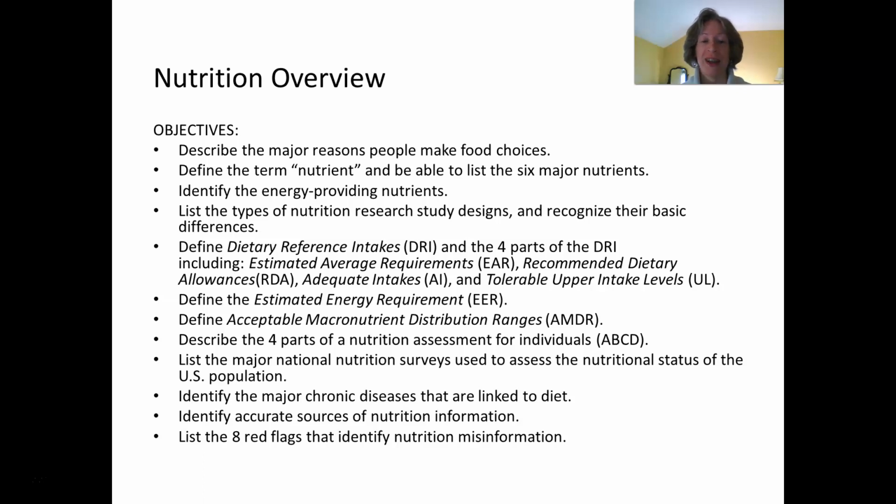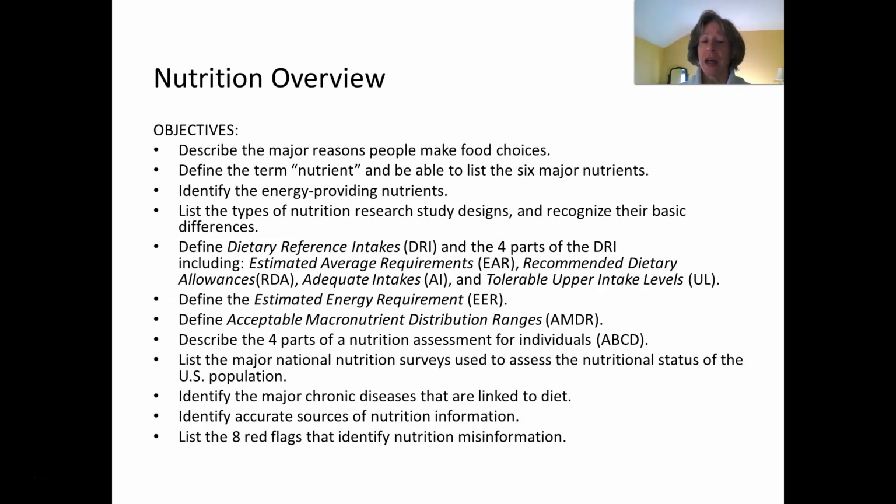So be able to define the AMDR. That stands for acceptable macronutrient distribution ranges. That working definition there is, well, what % of calories should come from each of the calorie-containing macronutrients. I don't need you to know the ranges, but recognize the definition of that term.